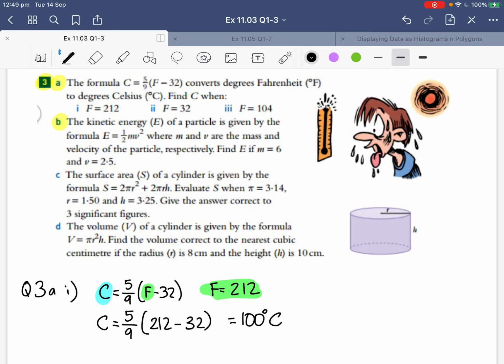So what you do for II is you sub in F equals 32. For III, you sub in F equals 104. Then for part B, it says the kinetic energy E of a particle is given by the formula E equals a half mv squared, where m and v are the mass and velocity of the particle respectively. You want to find E if m equals 6 and v equals 2.5. So you're going to substitute in your m and your v value to find out E.